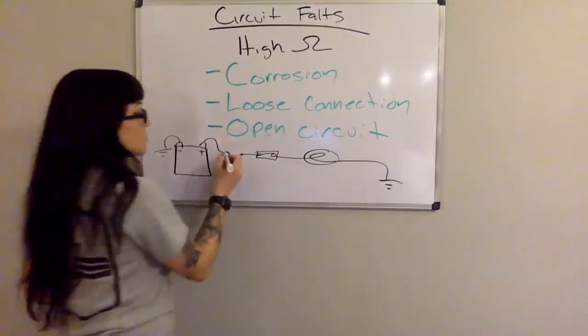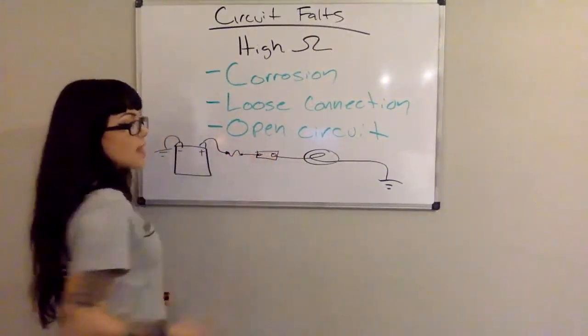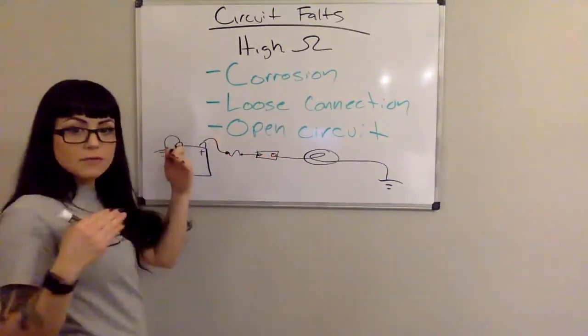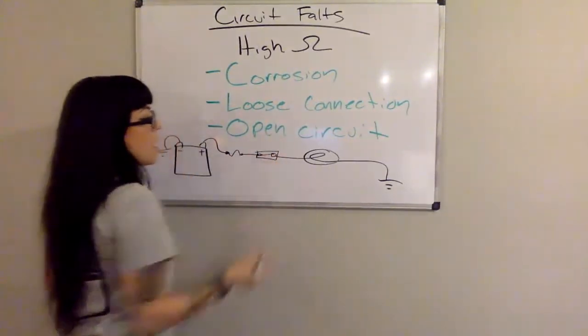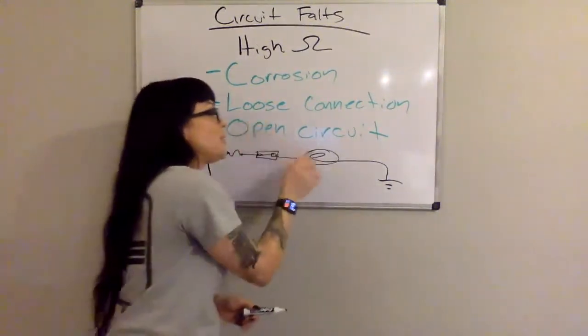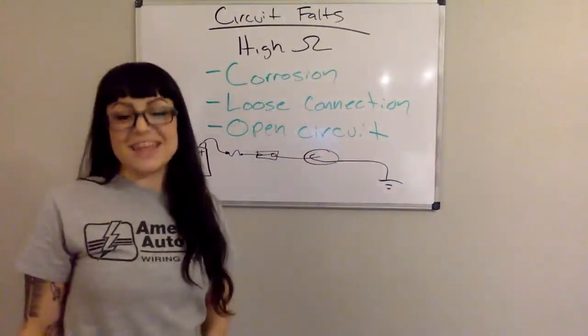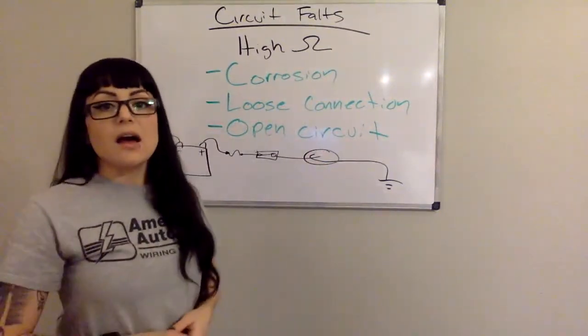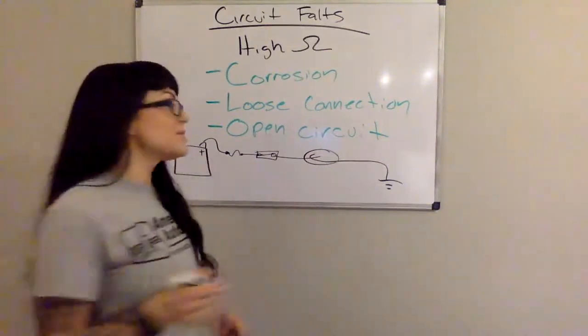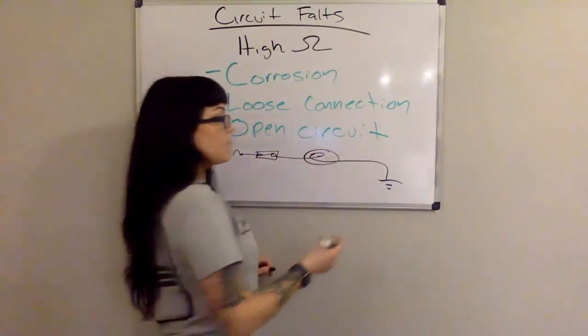Another instance could be my switch may be broke inside, right? If there's no connection, nothing can work. One of the most common, especially with light bulbs, is going to be when your light bulb filament burns out and the light bulb's just bad, it now creates an open circuit as well. That could also be considered a component fault because that happened in there.